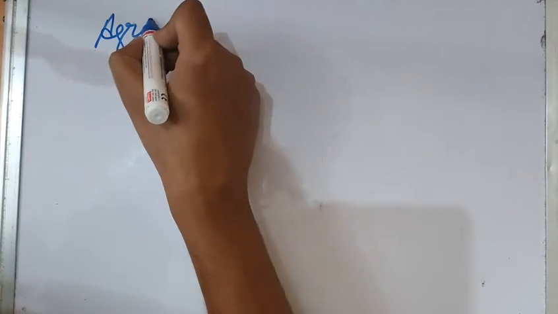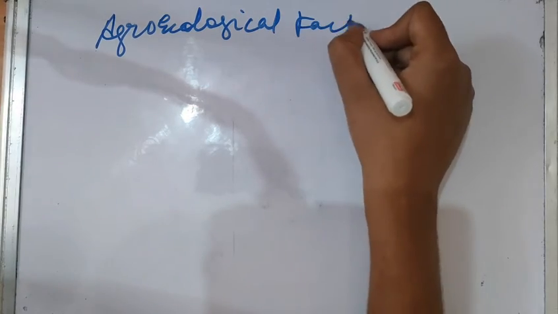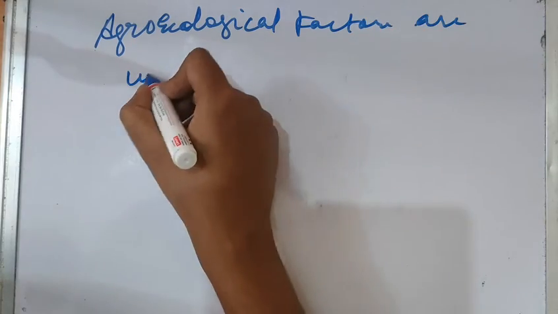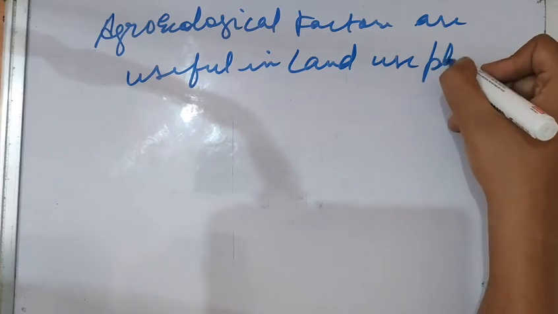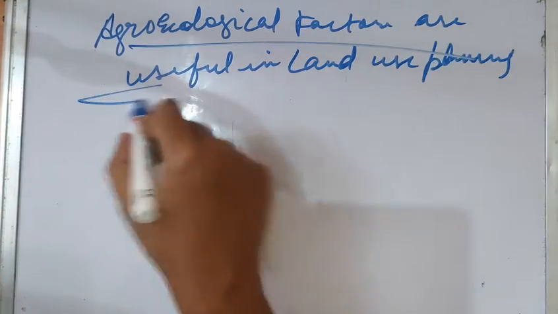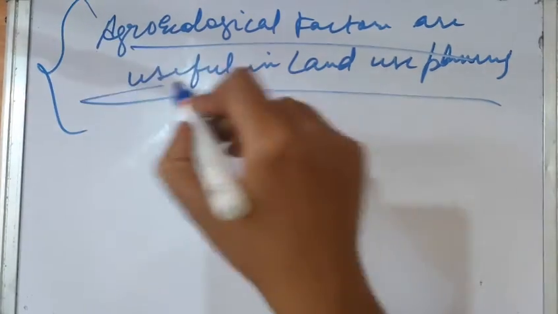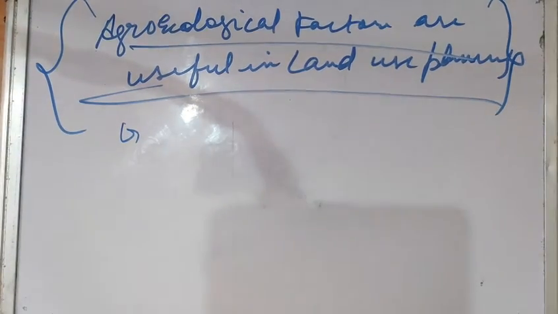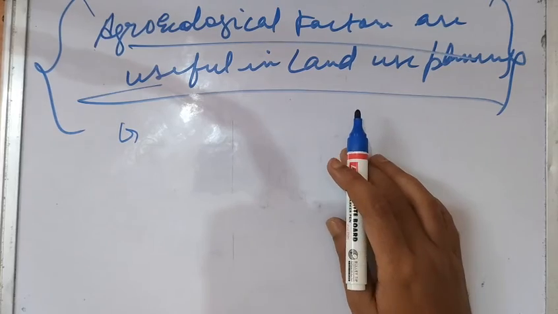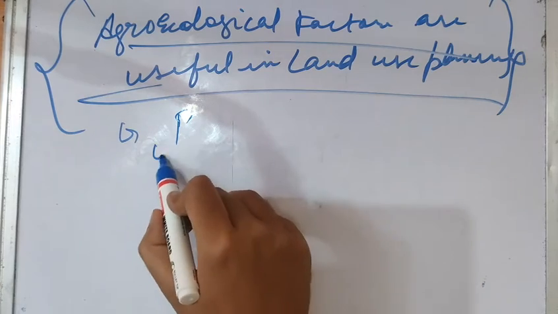The next topic, take a separate page: how agroecological factors are useful in land use planning. There are certain similar kinds of topics as I am taking today, so that you can understand it easily. Make notes. Agroecology offers a range of practices to provide multiple benefits to us. What are those multiple benefits?